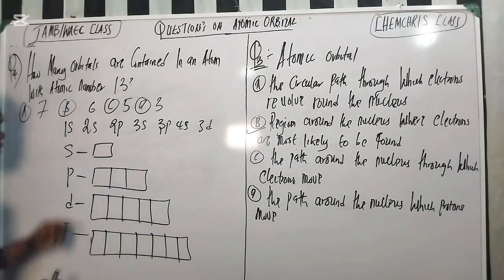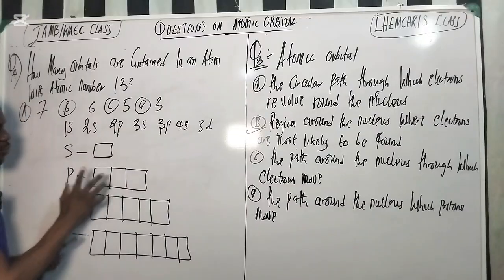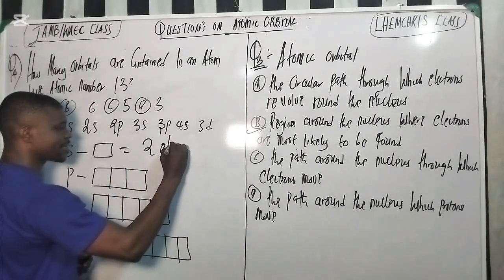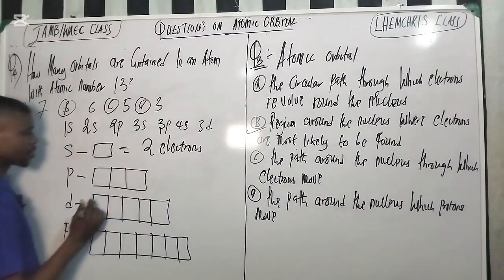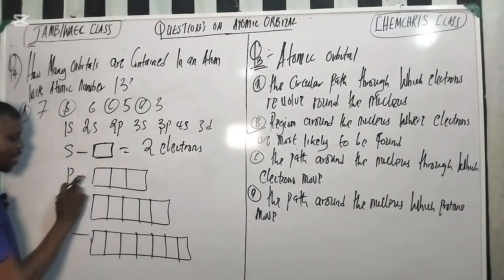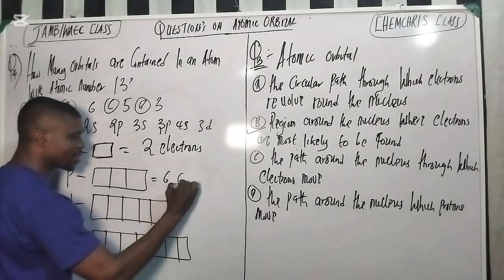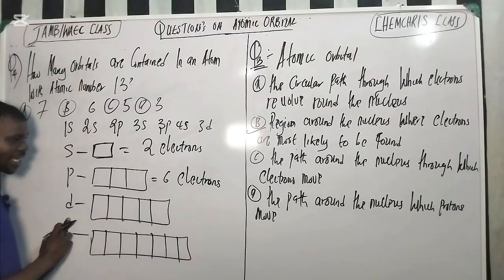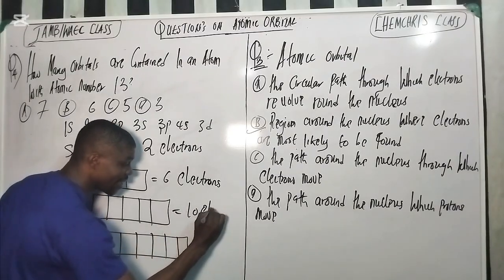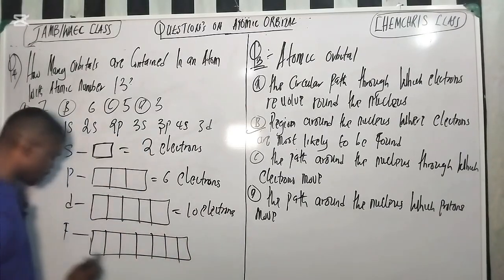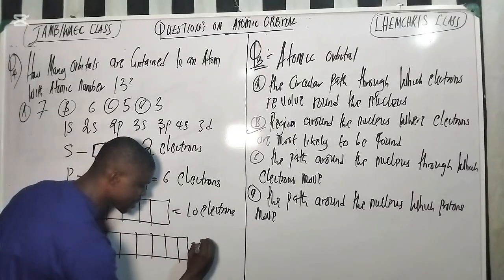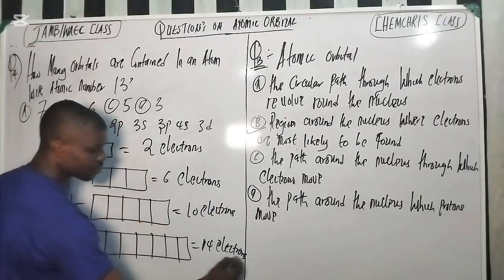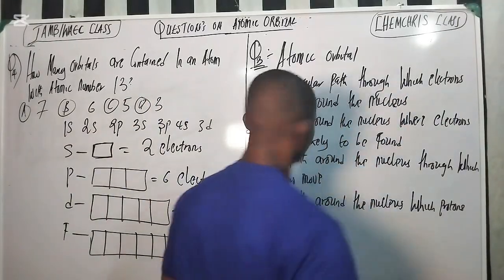With this understanding, you know that s can only accommodate 2 electrons. So this will only have 2 electrons. P will accommodate 6 electrons. D will accommodate 10 electrons. And f will accommodate 14 electrons. So I'll write this place here.